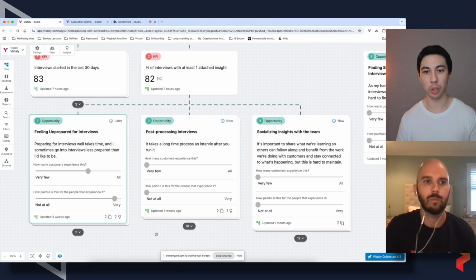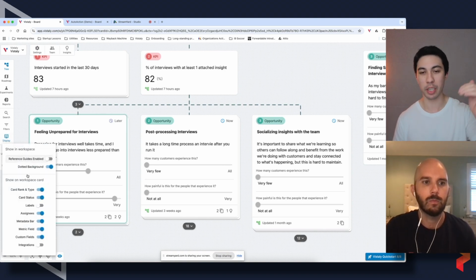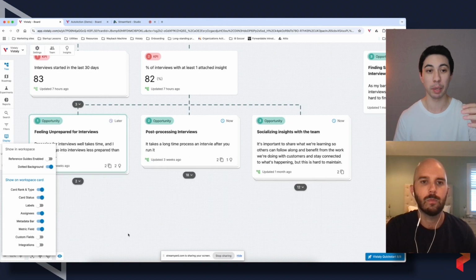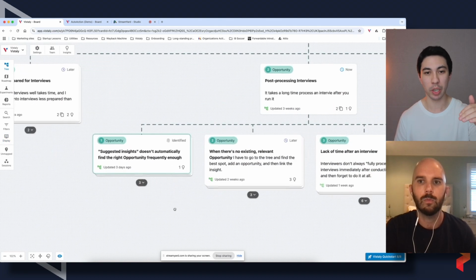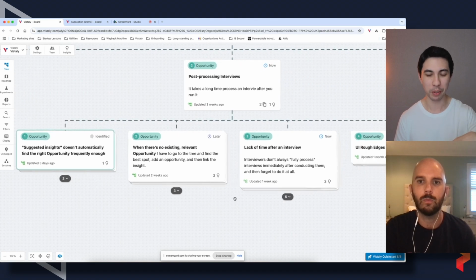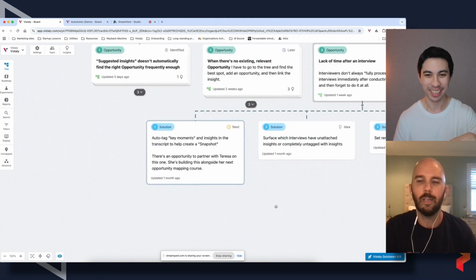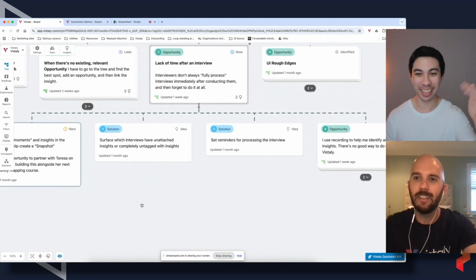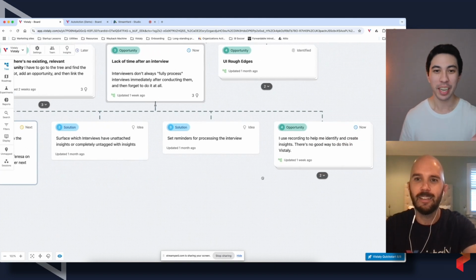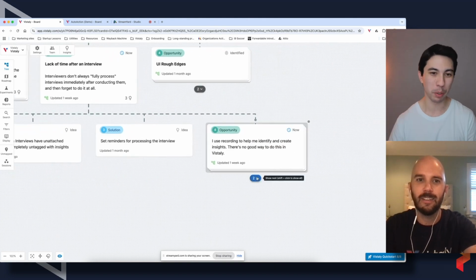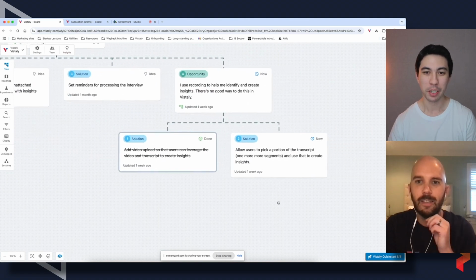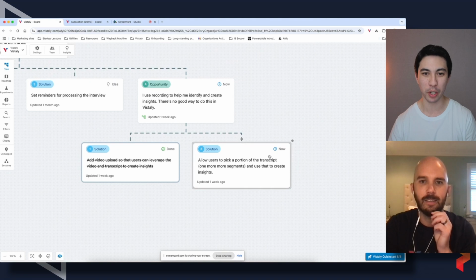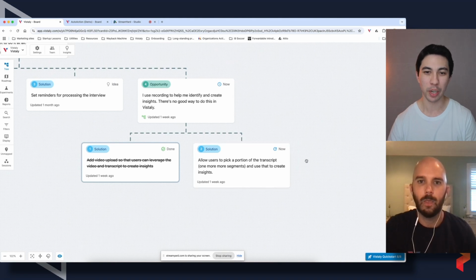So you're talking about even the next layer down, which is solutions against this opportunity, and being like, okay, here's what we're... If you do have any examples, we could get down to that. Cool. Yeah. So now we're down at the solution level, and then you can be like, if I just pick one, what's one right here? Like we just use this last one. So, allow users to pick a portion of the transcript to use and create insights, right?